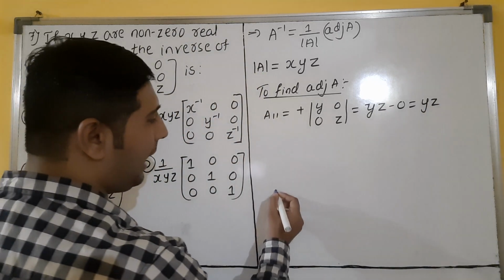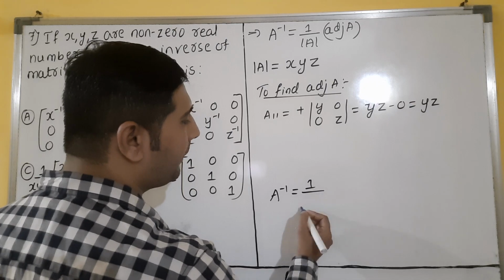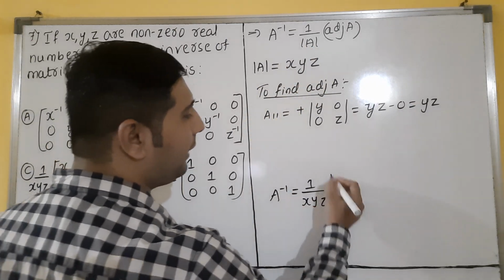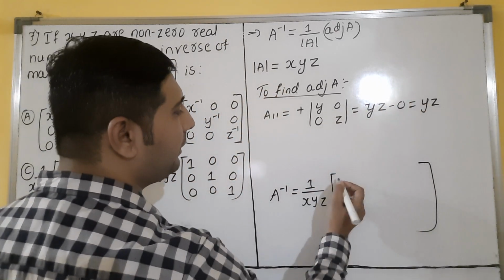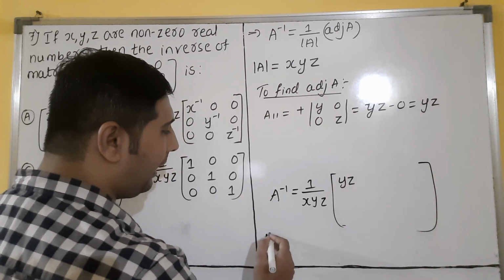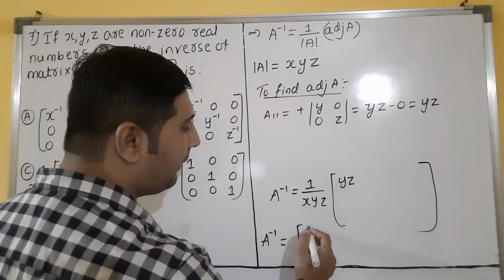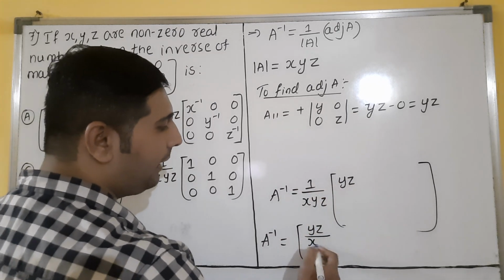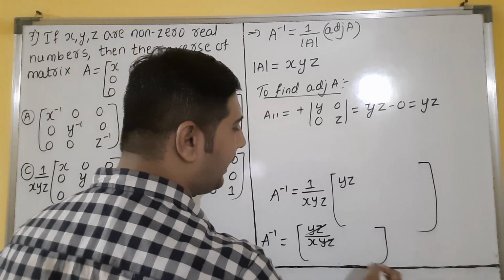So now see here, I have to find A inverse, which is 1 by determinant A. Determinant A is how much? x, y, z. And you know the adjoint of A, how will you write it? A11 you will write this one here, yz. So yz you multiply, dear students. You have done 1 by xyz, multiply inside. So what will you get? yz upon 1 into yz is yz, xyz. How much will you get? yz gets cancelled.